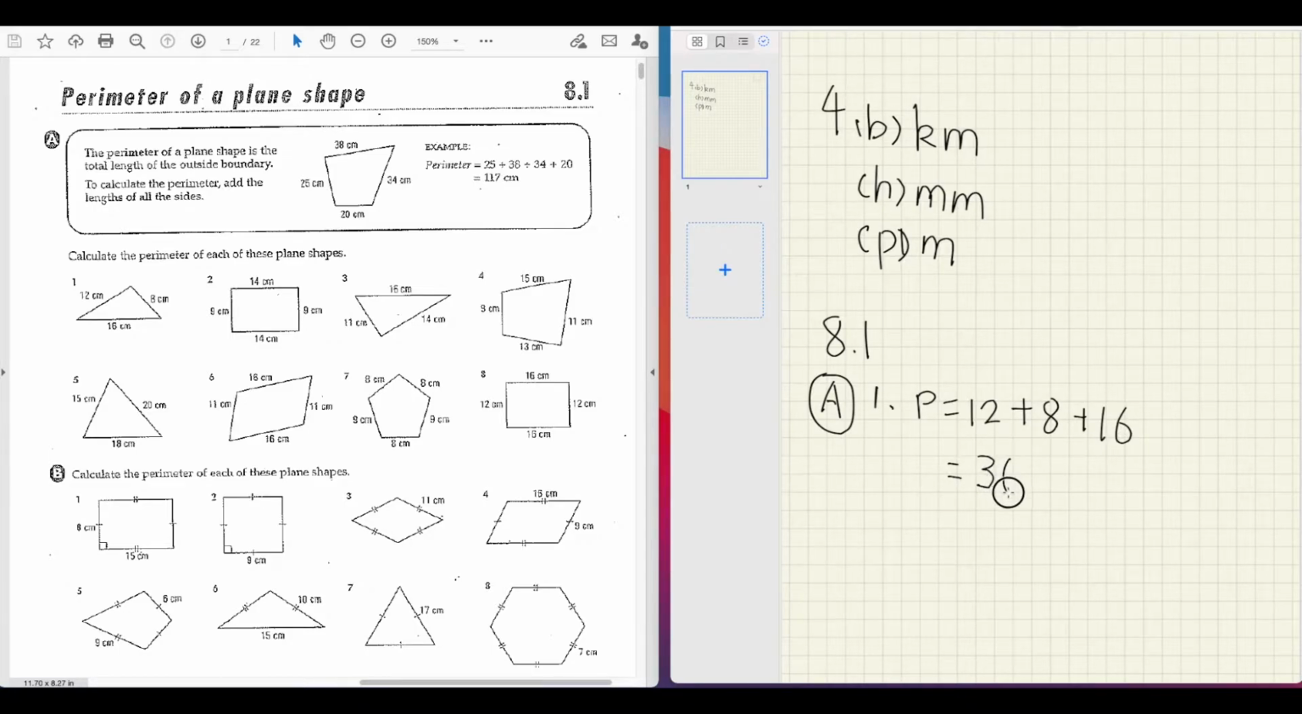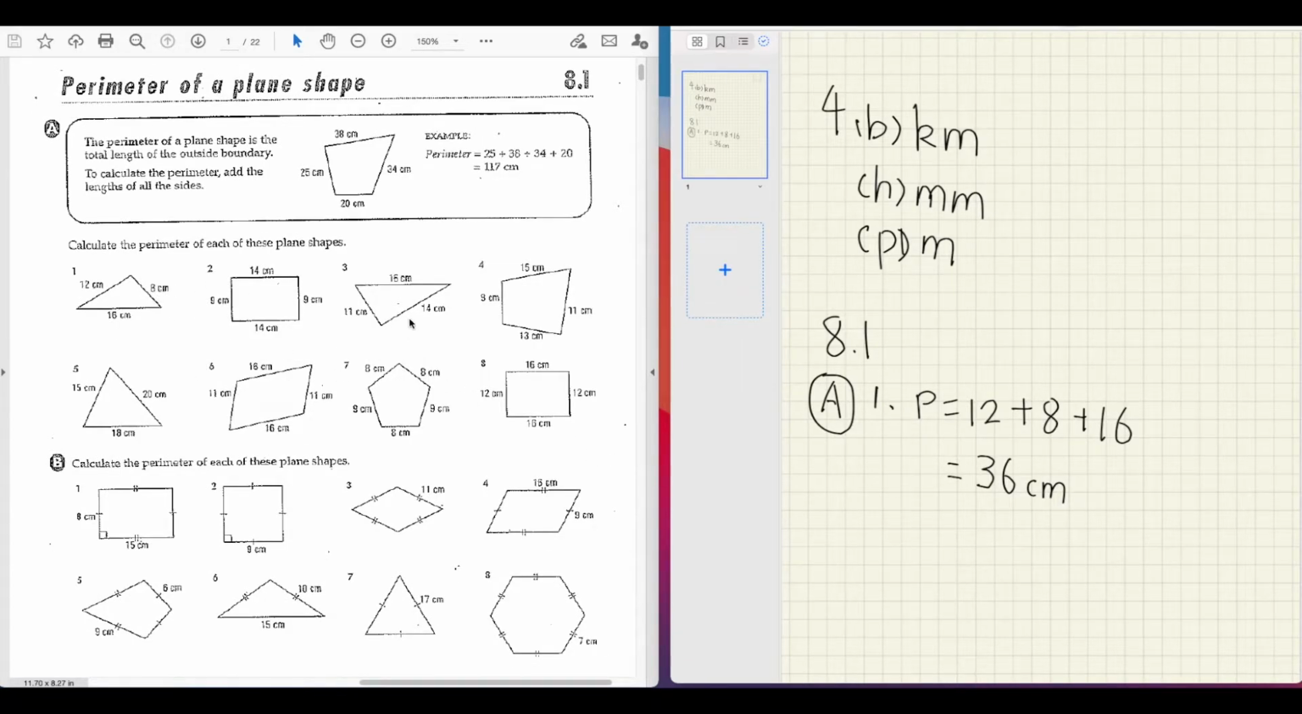Right. And the most important part, make sure you write the unit. This question is in centimeters, so make sure you write the centimeters, okay? Do not forget that. In the exam, if you forget this, it's going to be wrong. Alright, so I'm not going to go through any more of these. As you can see, all you have to do is add up the length of all the sides. So for question 8, you can just add 16, 12, 16, and the 12. You add them all up, you get your answer.